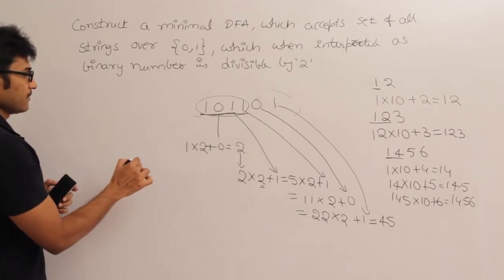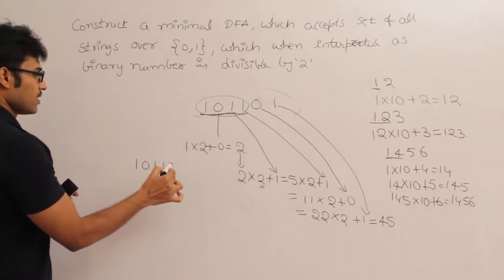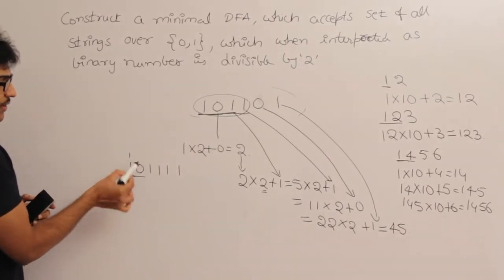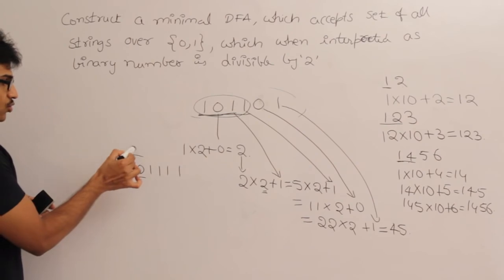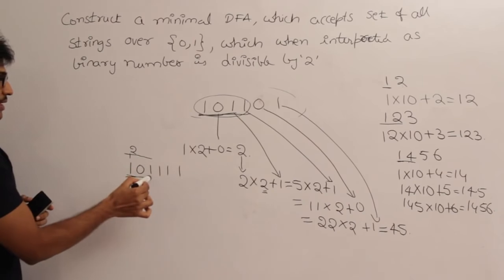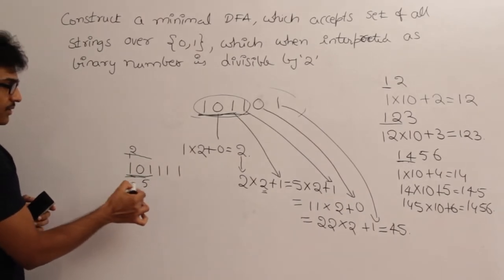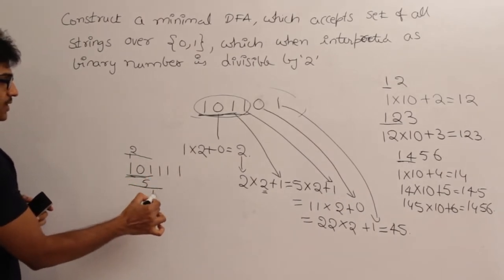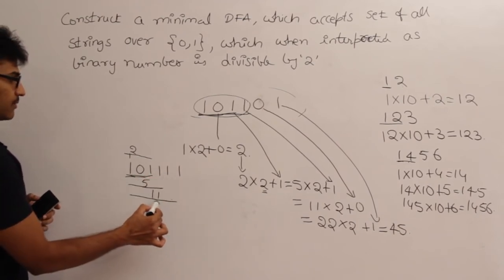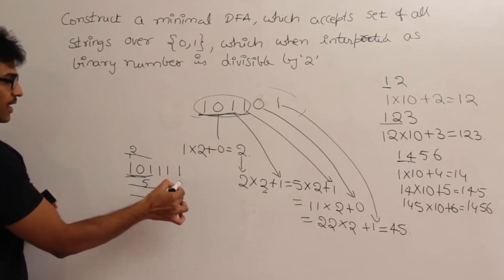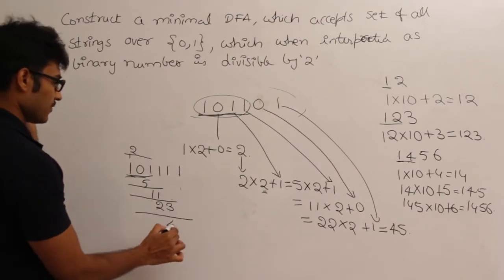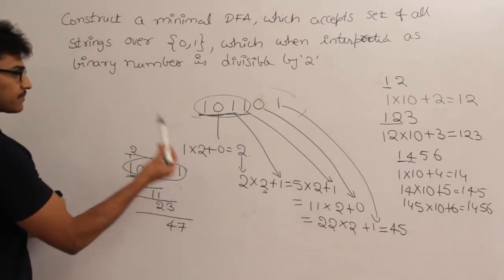See this, let us say 1 0 1 1 1 1. This is 1. This is 1 into 2 plus 0, which is 2, and this is 2 into 2 plus 1, which is 5, and this is 5 into 2 plus 1, which is 11, and this is 11 into 2 plus 1, which is nothing but 23, and finally this is 23 into 2 plus 1, which should be 47. So that is the number given, right?